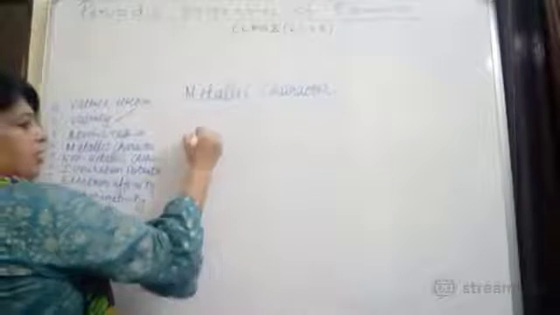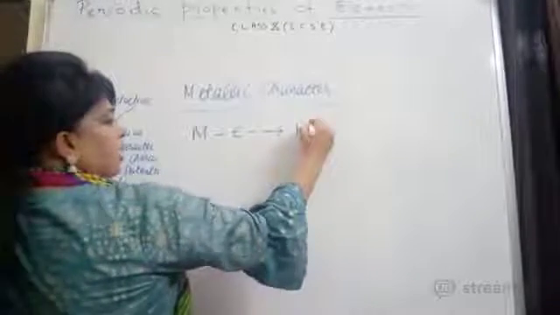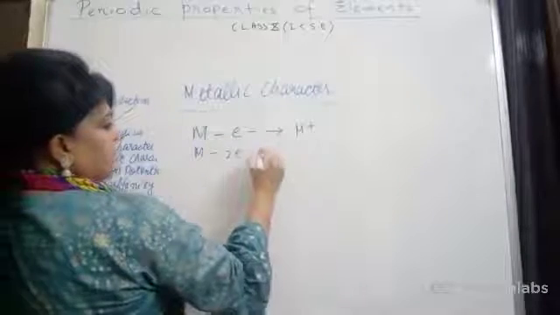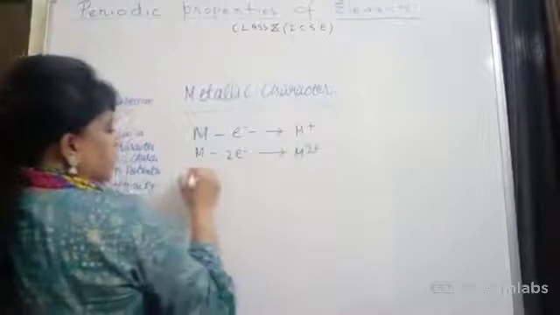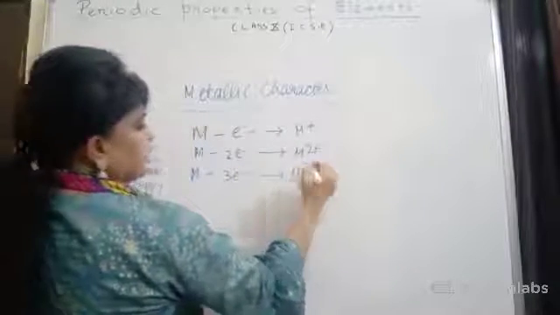Now you must have seen any metal. What is common in all metals? A metal always loses electrons, right? If it loses one electron, it is going to show 1 plus valency. If a metal loses 2 electrons, it is going to show 2 plus valency. If a metal loses 3 electrons, it is going to show 3 plus valency.